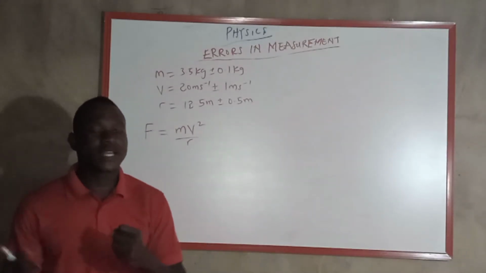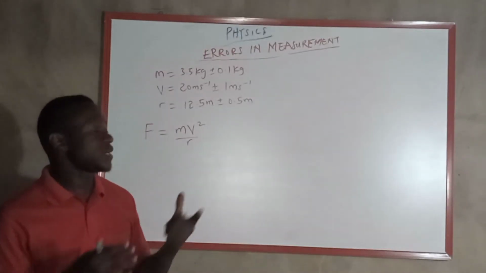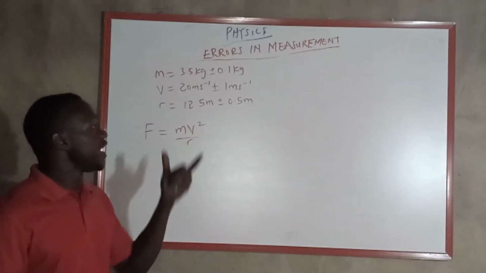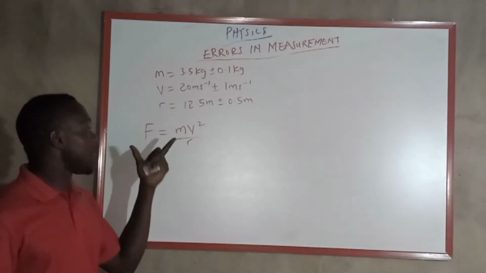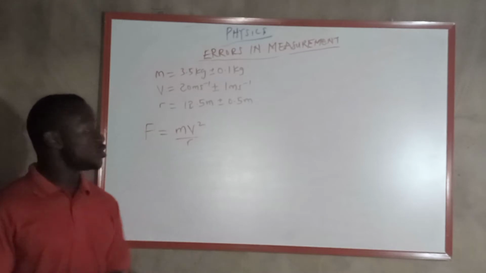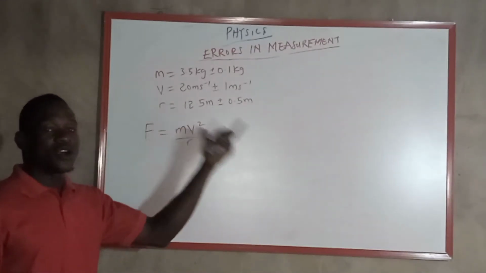If you want to know how we get that, check our playlist. You'll see videos on centripetal force, centripetal acceleration, and the rest of them, to be able to understand how we came up with this formula. But majorly, it is based on the parameters given to us that we derive this formula, and what we are looking for. Where m is the mass, v is the velocity, and r is the radius. So we have to look for the error in force of this particular question.